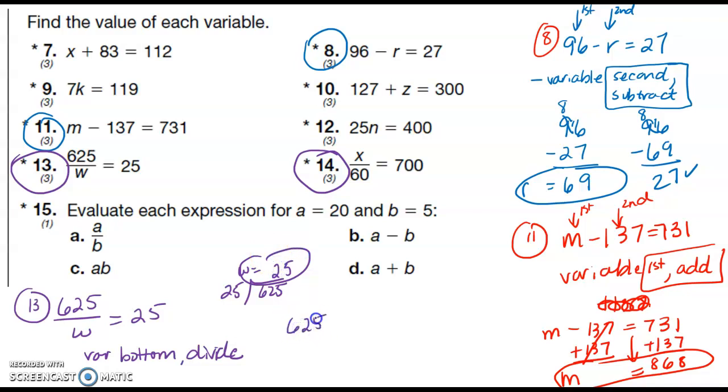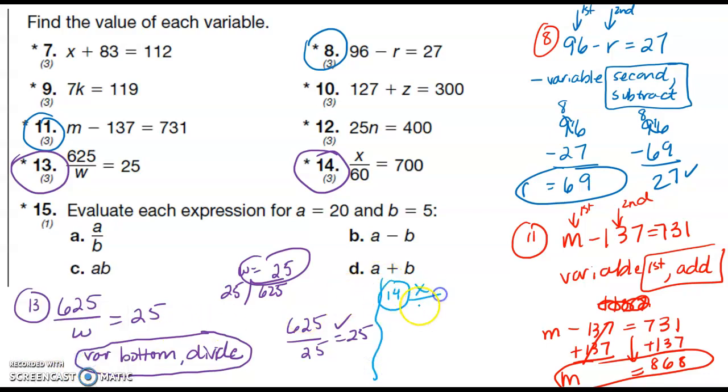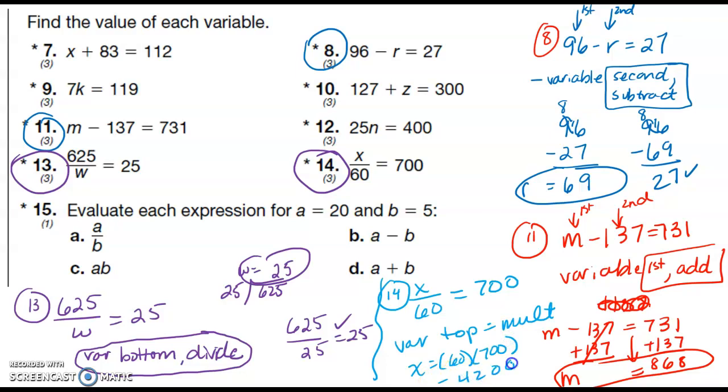Let me see if that actually works. 625 divided by 25 equals 25, and that checks out on my calculator. So again, you're going to want to write this down. When the variable is on the bottom, you need to divide. And then I need a place for 14. I'm just going to change my colors and squish it in here. So 14: x over 60 is equal to 700. So my variable is in the top. I multiply. Just like I normally would. Okay? So what I'm going to do is x is equal to 60 times 700, which is 42,000. Is that right? 1, 2, 3. Yep. So those are the hard ones.